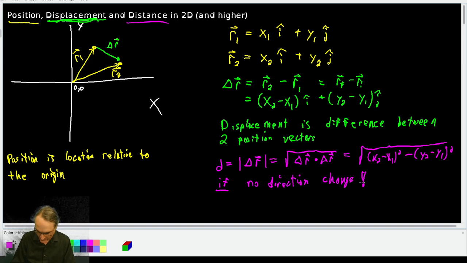If you want to find the total distance for those motions, the 2 motions, 1 to 2 and 2 to 3, you'll have to add the distances. So distance remains the magnitude of the displacement.